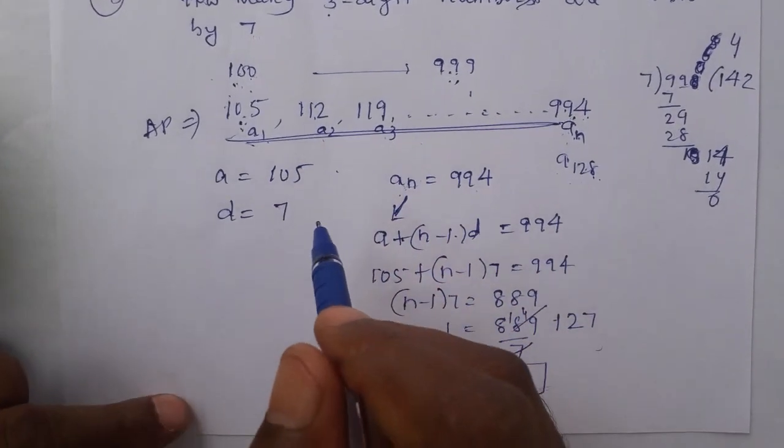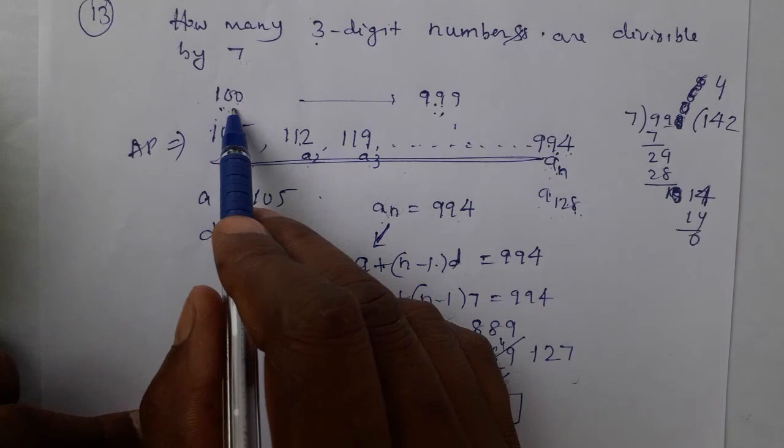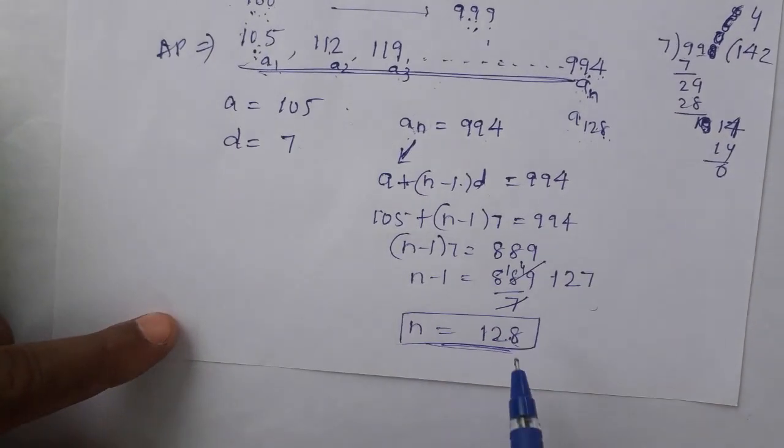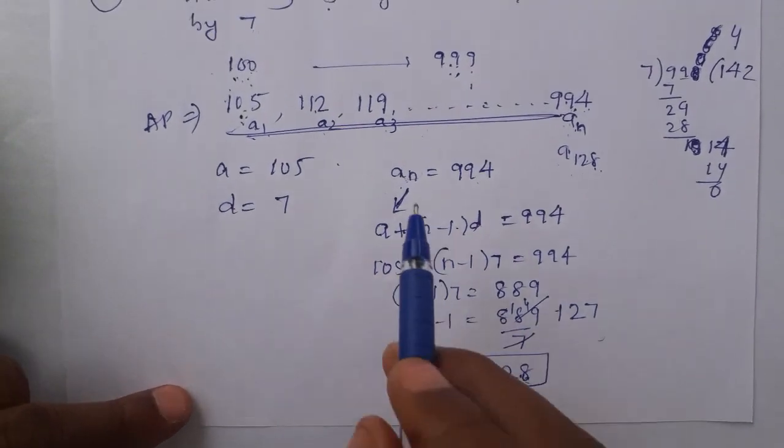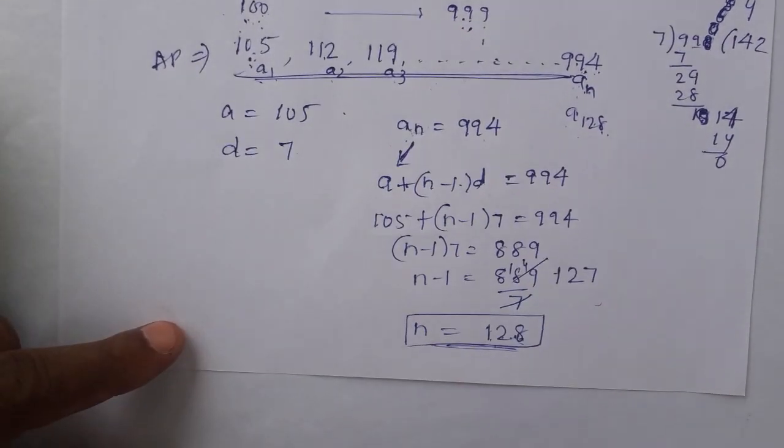Finally we conclude that from 100 to 999, totally 128 numbers are divisible by 7. This is the answer.